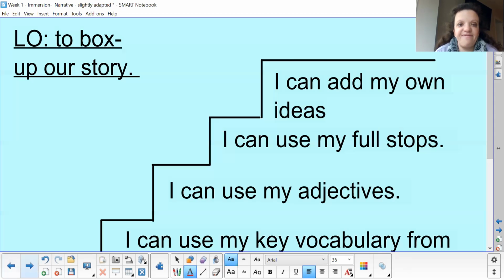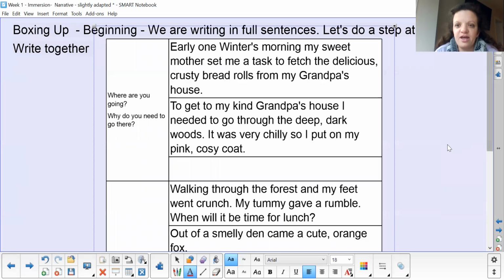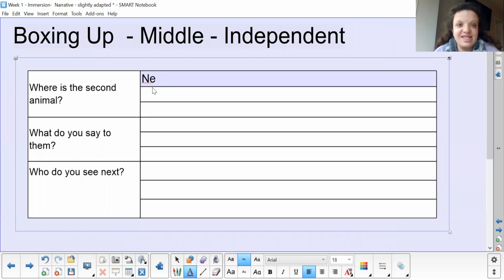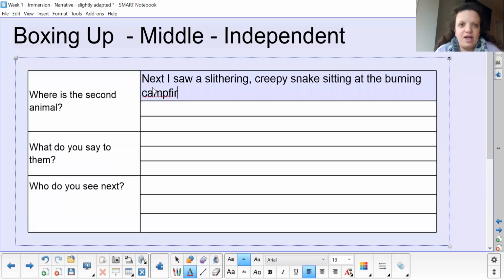Oh, it was at the campfire. So we're going to use a great time conjunction now. We're going to use next. I saw a slithering, creepy snake sitting at the burning campfire.